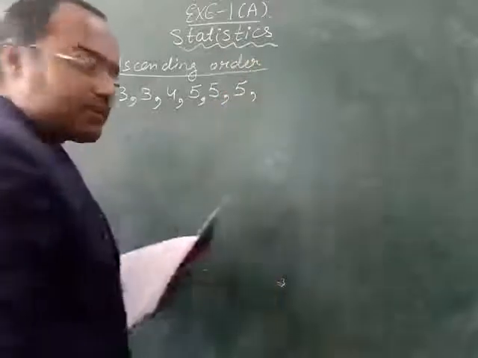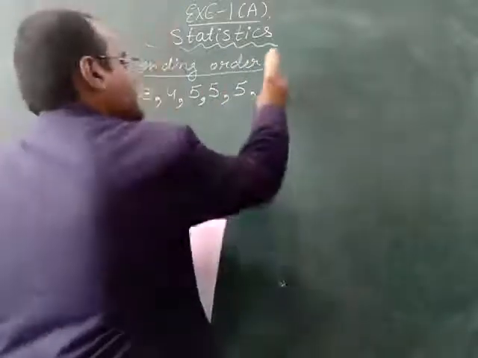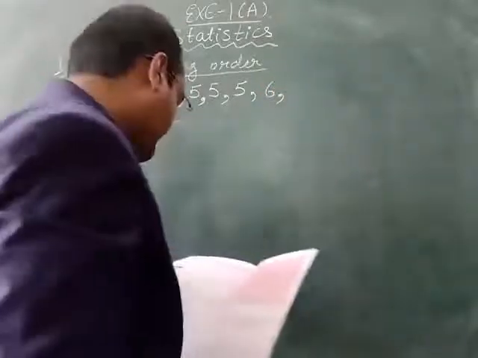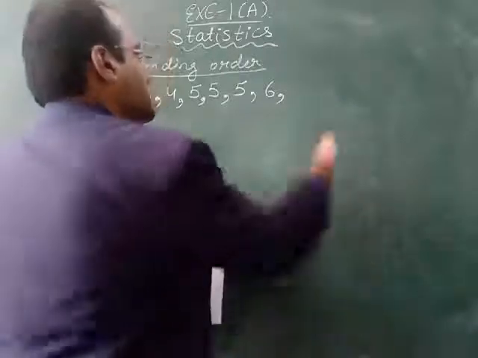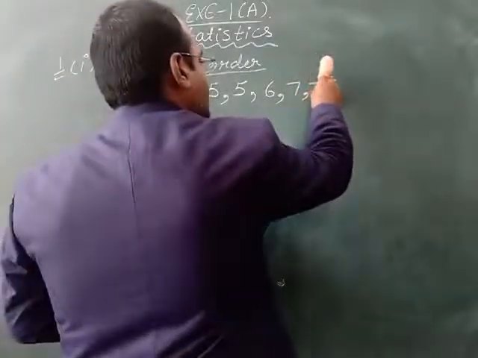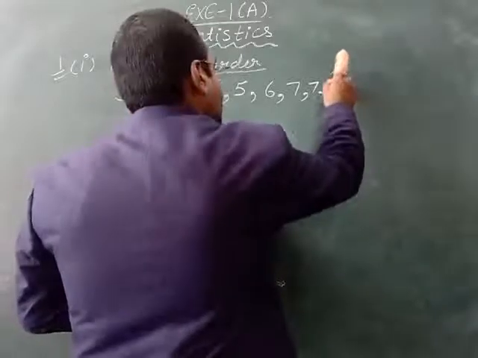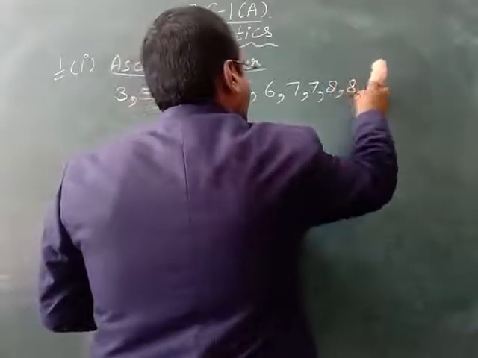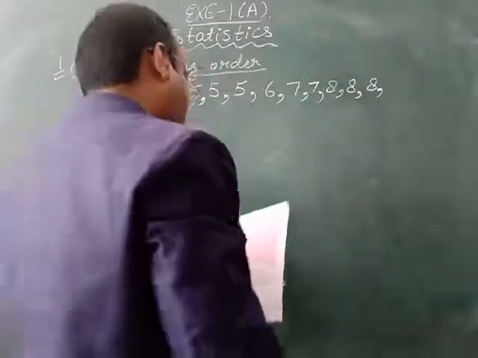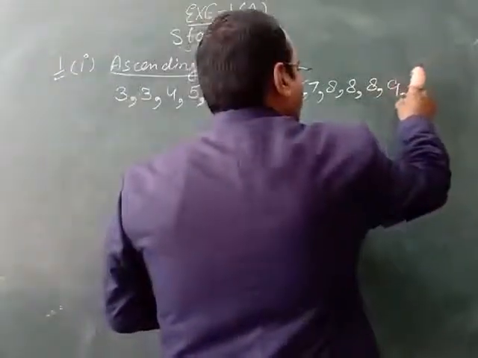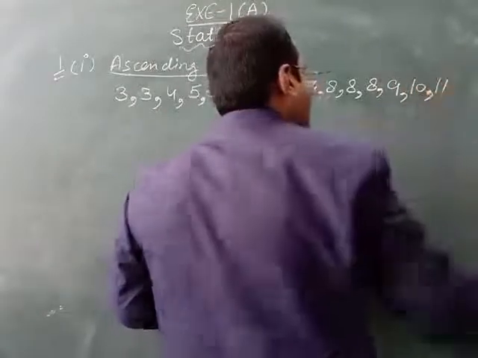The number greater than 5 is 6. How many times is 6 coming? Only 1 time, so we will write it 1 time. Greater than 6 is 7. How many times is 7 coming? 2 times, so we will write 7 two times. Then greater than 7 is 8, 3 times. Greater than 8 is 9, only 1 time. Greater than 9 is 10, only 1 time, and 11 is also coming 1 time.